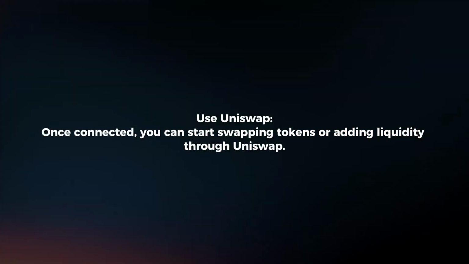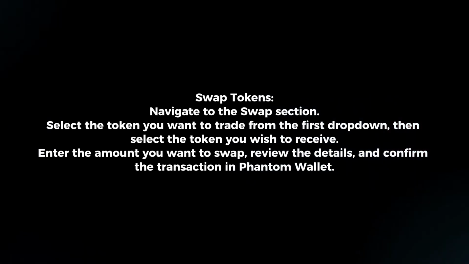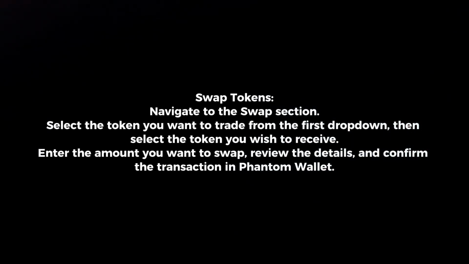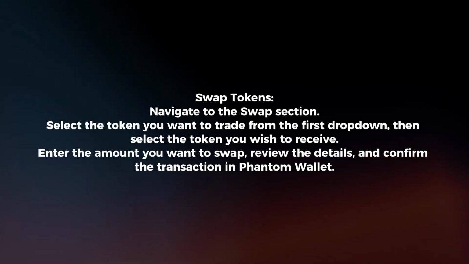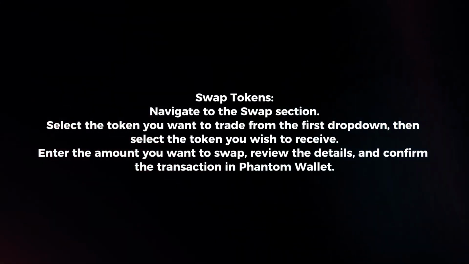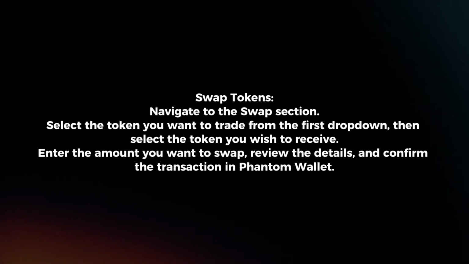Use UniSwap. Once connected, you can start swapping tokens or adding liquidity through UniSwap. Swap tokens. Navigate to the swap section. Select the token you want to trade from the first drop-down, then select the token you wish to receive. Enter the amount you want to swap, review the details, and confirm the transaction in Phantom wallet.